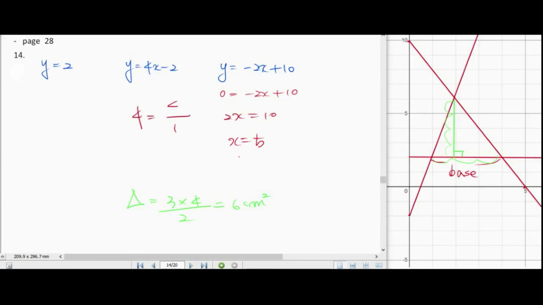And because I forgot to find the vertices, I'll do it right now. This one is (1, 2). This vertex is (4, 2). And finally, this vertex is (2, 6). Like this, we can find these out.